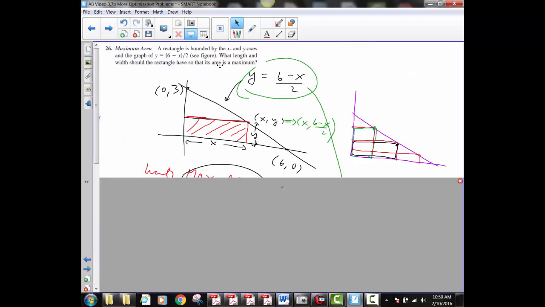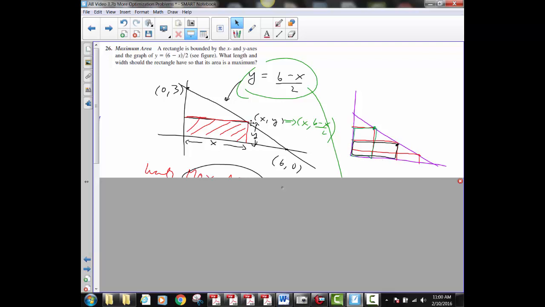Number 26, a rectangle is bounded by the x and y axes, and the graph of y equals (6 minus x) all over 2. So here's y equals (6 minus x) all over 2. And of course, it could be, for example, this green rectangle. It's bounded by the x-axis, the y-axis, and its vertex here is on that famous line. It could be this black rectangle. It could be this little tiny, not very high red rectangle. Could be this one, could be that one, could be anything.